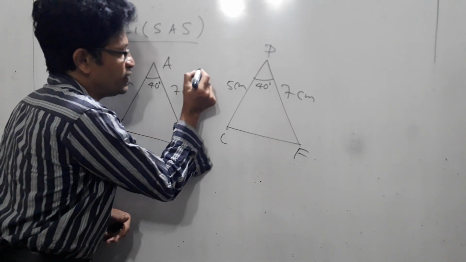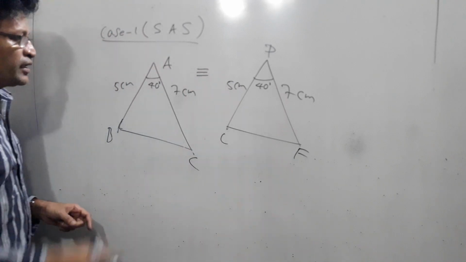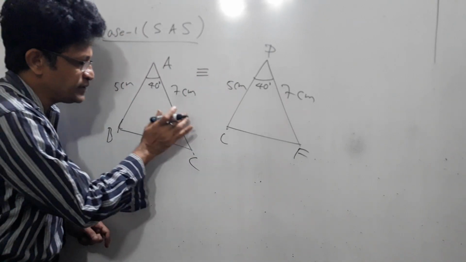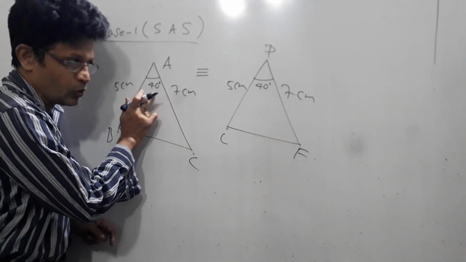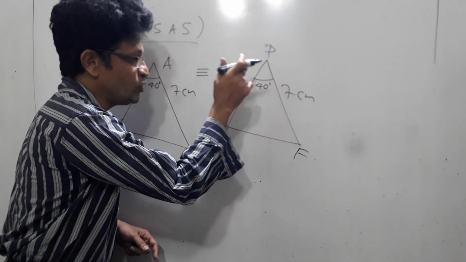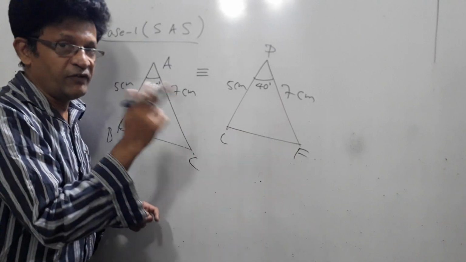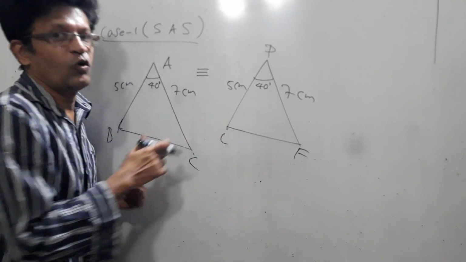For congruent we write three lines like that. That means if in a triangle, two sides and the included angle are equal to two sides and the included angle of another triangle, then we say those two triangles are congruent.